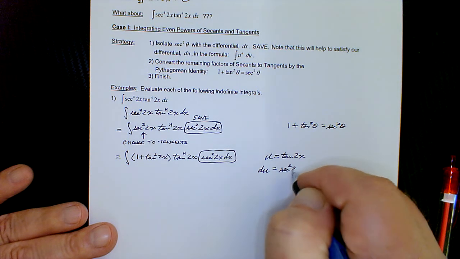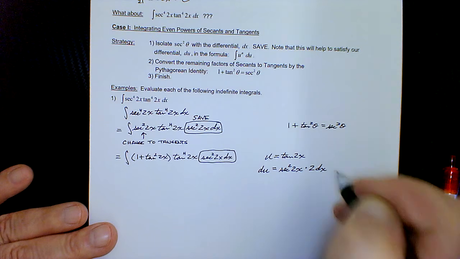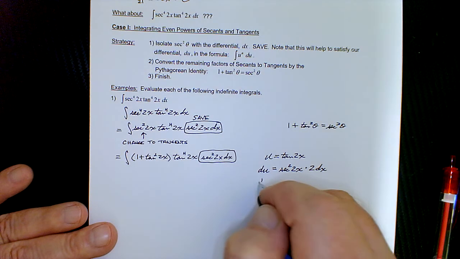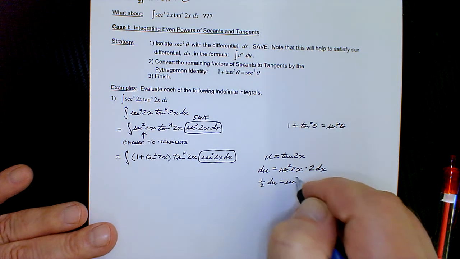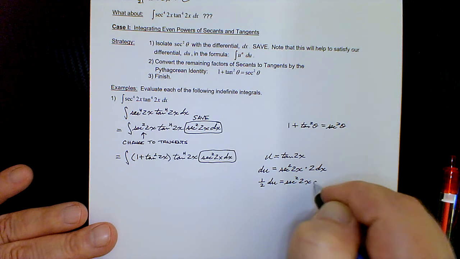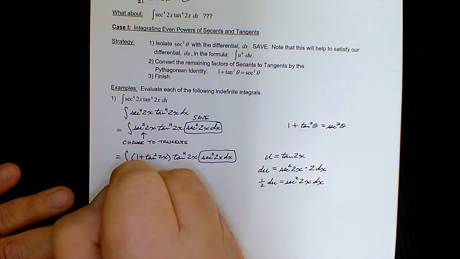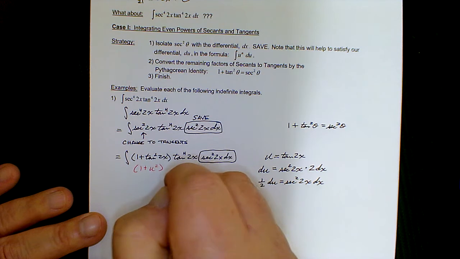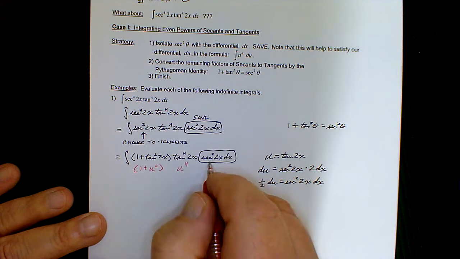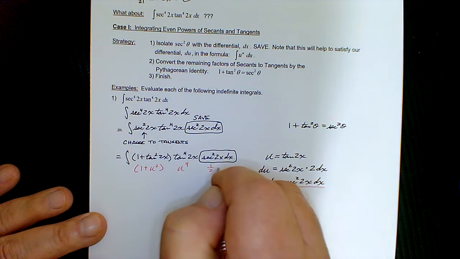Derivative of tangent is secant squared, same argument 2x, don't forget, times 2, differential dx as well. Modify: 1/2 du is secant squared of 2x times the differential dx. Going back to the integral, u is chosen to be tangent, so here we have 1 plus u squared, u to the fourth, and then the secant squared 2x dx makes up 1/2 du.